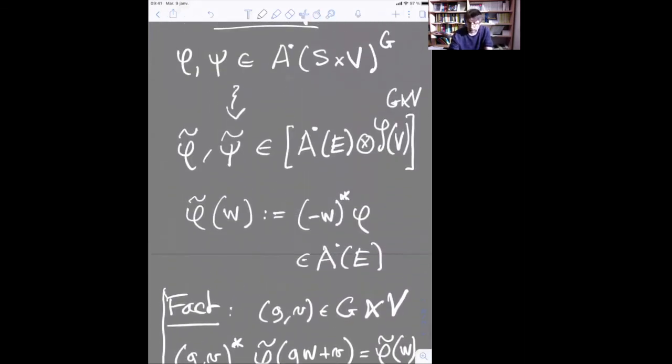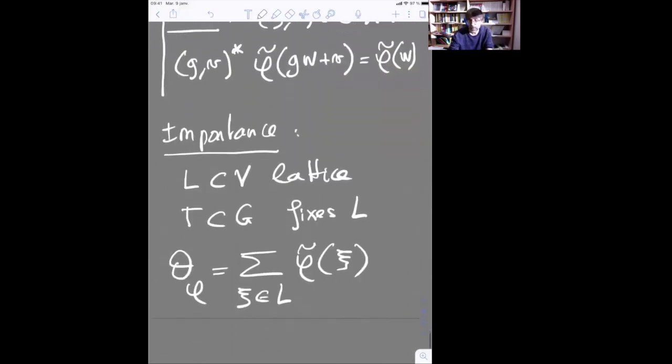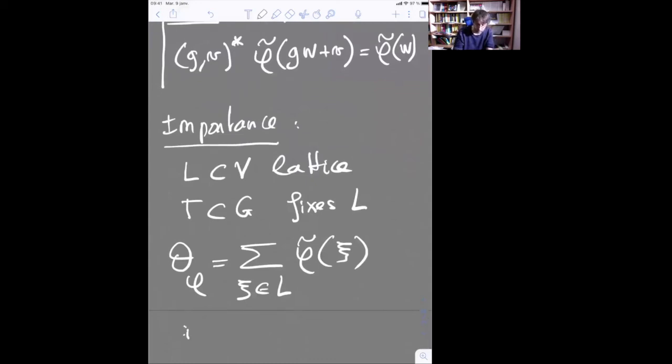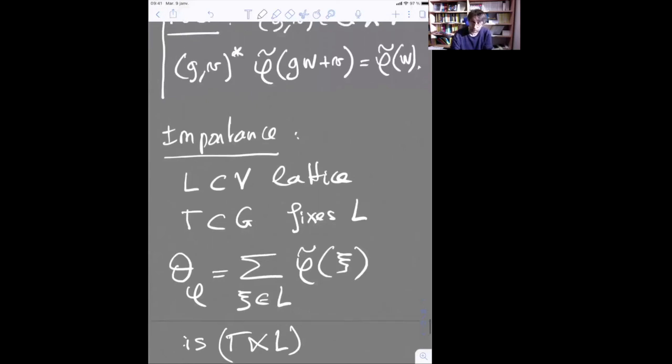If you evaluate phi tilde at 0, you get phi. But now you take, instead of evaluating at 0, you evaluate it at all points of the lattice. You do an average, and it is invariant, not by G semi-direct V, but it's invariant by gamma semi-direct L, precisely because of this form of the formula here. Because gamma semi-direct L preserves the lattice. Okay, so it's invariant.